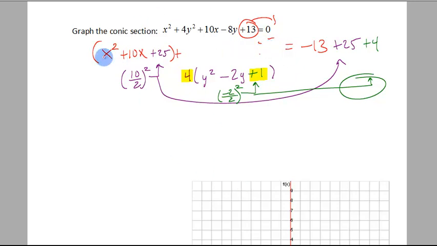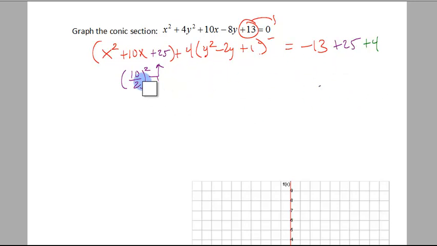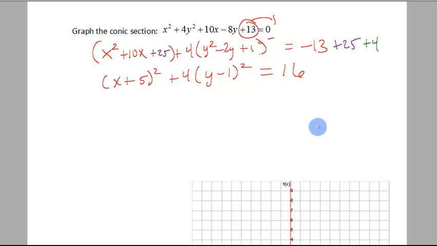Okay, so let's maybe write this up here. Y squared minus 2y plus 1. Alright, so we have it this far now. Now what we did there is pick values so we can complete the square, which means factor. X plus half of this guy, 5 squared, and then the same thing, plus the 4, and it's y plus half of this guy, minus 1. Then we got to add these guys up here. 25 minus 13 is 12, plus 4 is 16. That's a good, nice number.